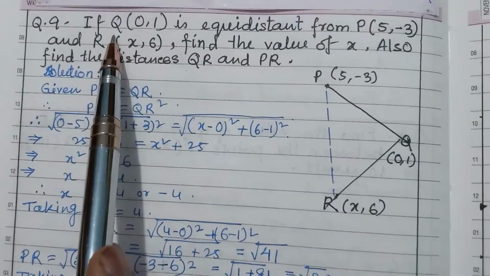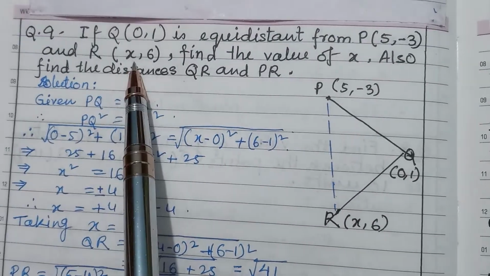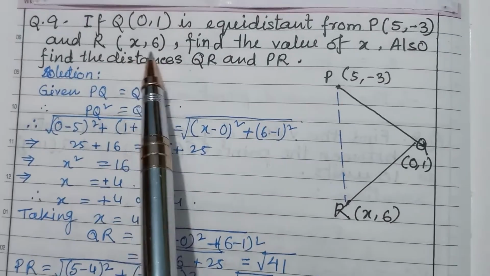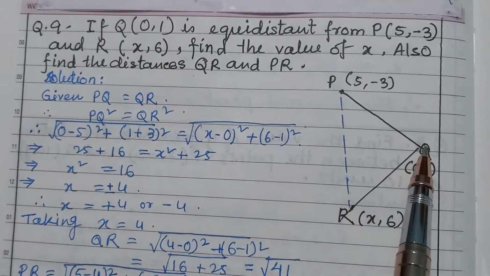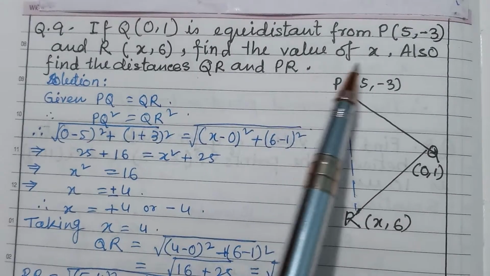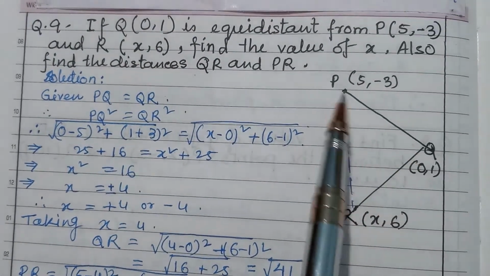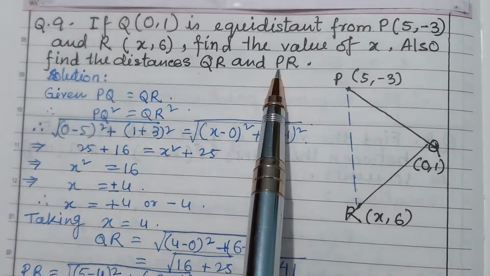Okay, next question is question number 9. If Q is equidistant from P and R, find the value of x. It is the coordinate of R. Q is equidistant from P and R. Okay, now find out the value of x, also find the distance of QR and PR. This we have to find out.